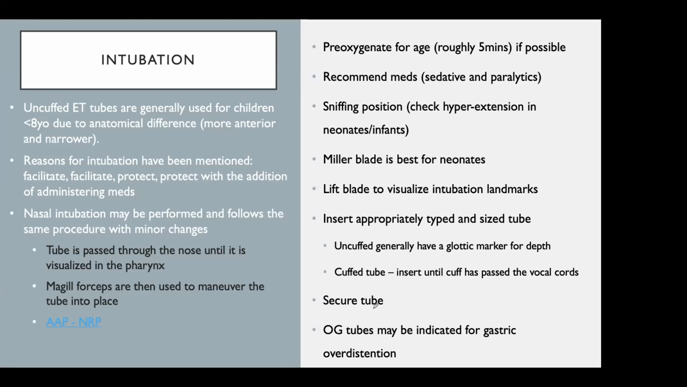We want to recommend meds such as sedatives and other paralytics during this time. We'll place the child in the sniffing position. Make sure not to hyperextend the neck of neonates and infants, as it can cause massive damage. And secondarily, you're just going to flop that tongue straight in your way anyway. Look at the Miller blade. It's best for the neonates, as we mentioned earlier, because of the way the epiglottis lays.